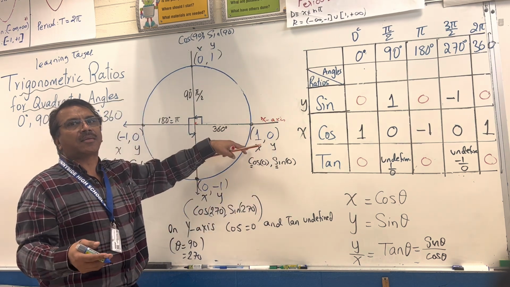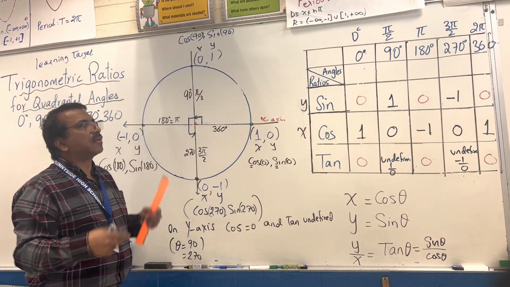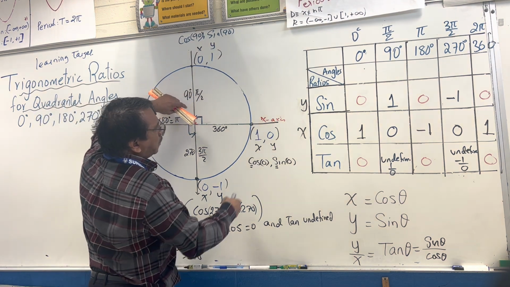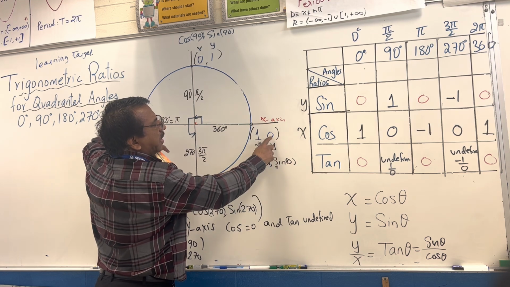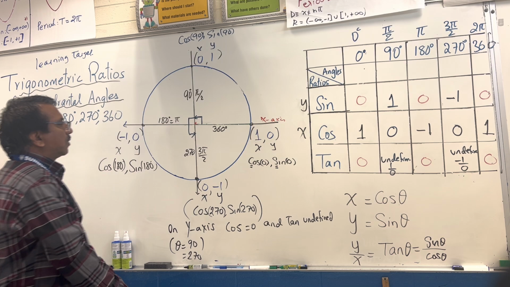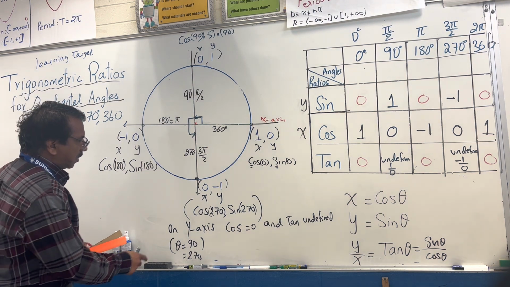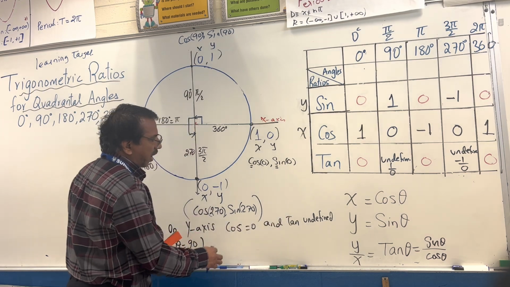Cosine is always the x. So on the x-axis, cosine is 0. On the y-axis, sine is 0. So sorry, I just made a mistake here. So on the x-axis, the sine is 0, and on the y-axis, cosine is 0. So hope that helps. You can always remember this directly. So let me conclude here. Cosine is 0 and tan is undefined.